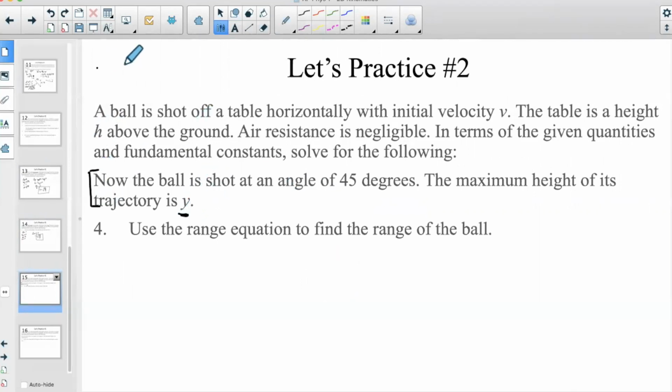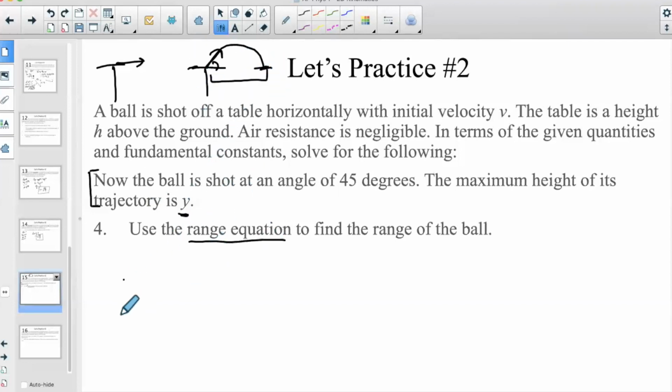So, in the previous part of the problem, you're shot off like this. Now if this is your table, T for table, you're shot off like that at an angle. So now your angle is 45 degrees. Now use the range equation to find the range of the ball. When they ask for the range equation specifically, that means you're going to want to find the distance that the ball travels from here. If there was another imaginary table with the same height, what would be this distance right here? Again, in this kind of problem, you assume it doesn't hit the ground.